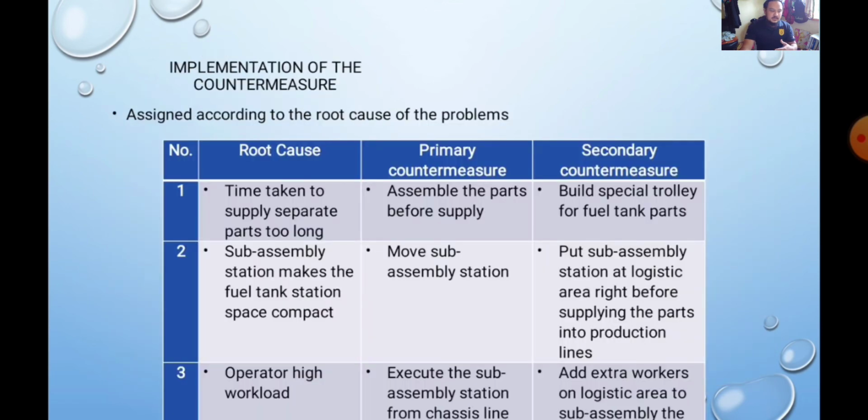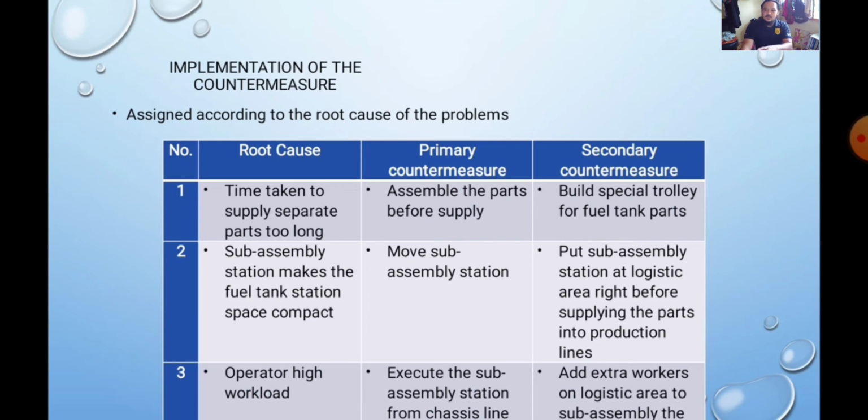So in order to counter all the causes that have been identified, the countermeasures have been listed out as you can see in the table, and we have implemented them. These countermeasures are assigned according to the root cause problems at the chassis line. Firstly, for the sub-assembly of the parts before the supply process, we will change the condition of the parts from lot parts to Jundate parts, which means a set of parts ready to be assembled directly to the chassis.